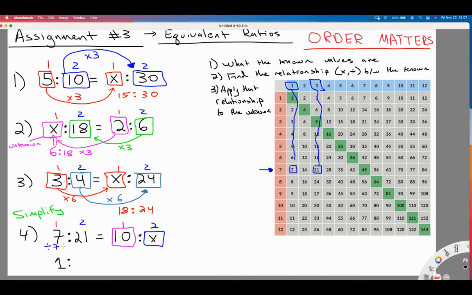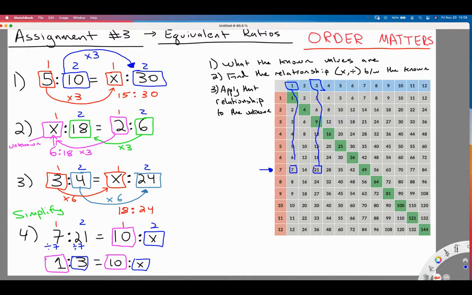And then 7 can go into 21 3 times. So when we simplify, we want to divide by the same number into both of the numbers in the ratio. So we just created a new ratio here of 1 to 3. And that still equals this original one, 10 to x. So just clarifying, we still know what the first terms are, 1 and 10, and we don't know, obviously, the x, and we don't know the 3.